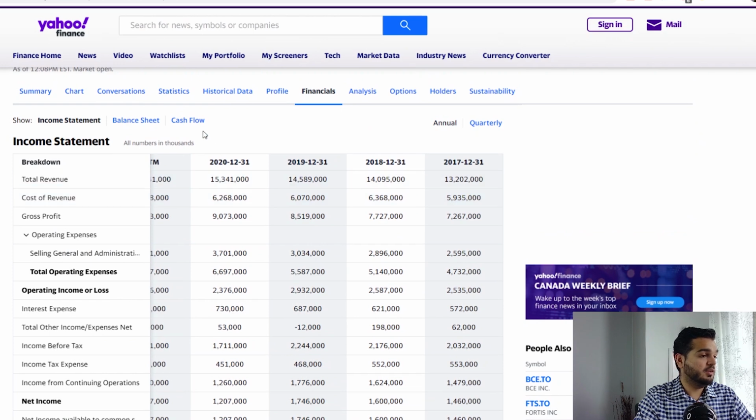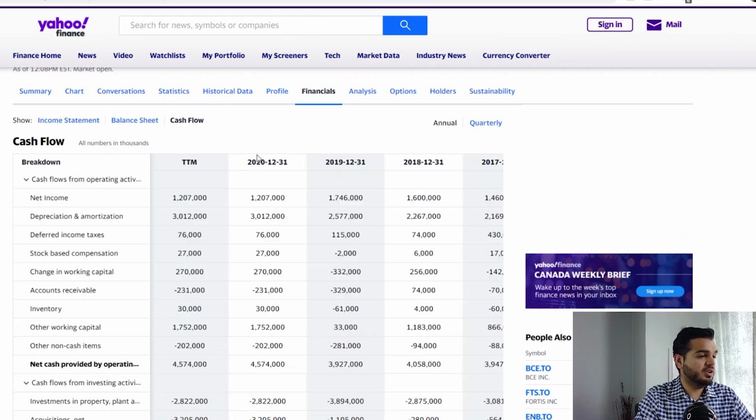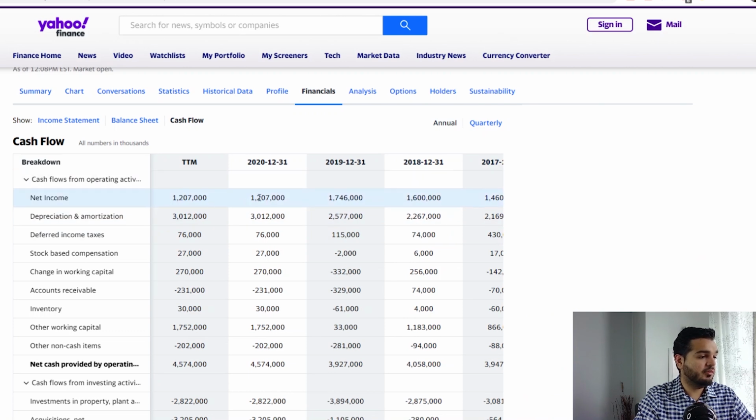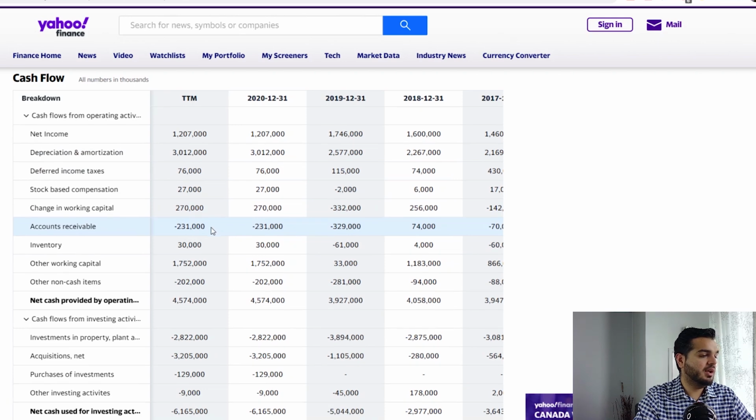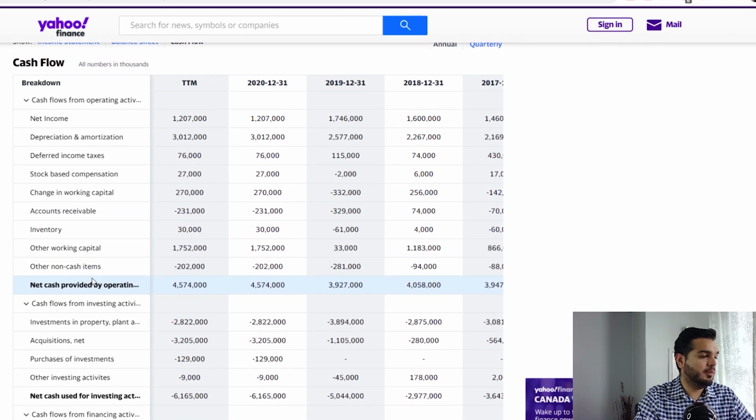The other statement that I like to look at is the cash flow statement, which tells you how effectively TELUS is managing its cash. So you start off with net income. You have some adjustments for depreciation, accounts receivable, inventory. These are all non-cash related adjustments you have to make on the cash flow. So you can get to a line item called net cash provided by operations.